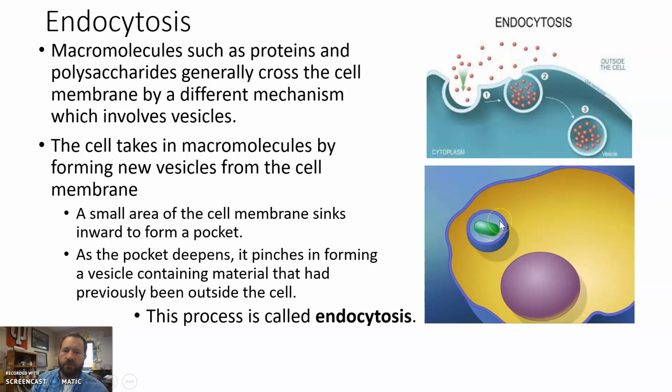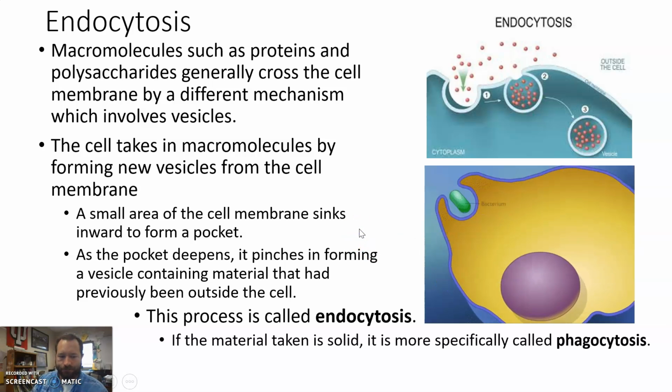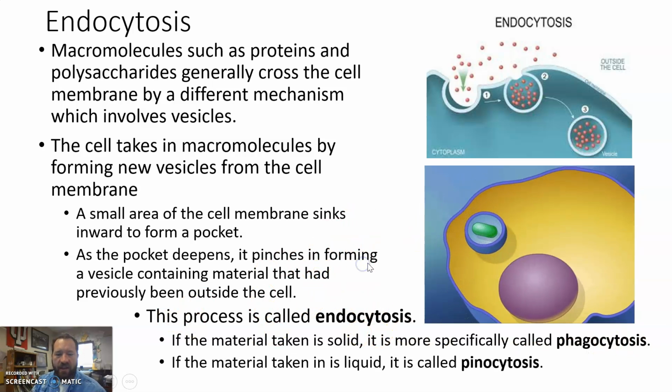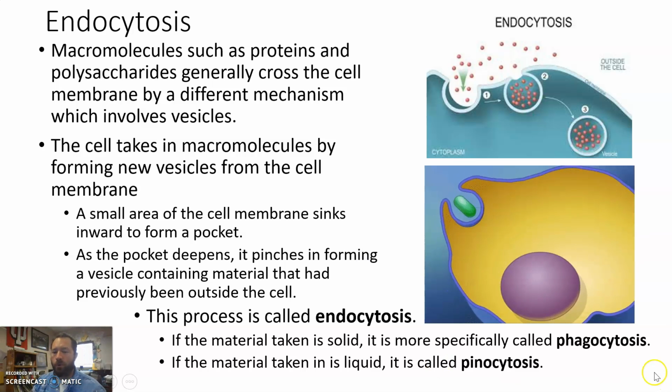And it can travel to different parts of the cell and do different things, and we'll take a look at some different types of vesicles when we get to our cell organelle chapter, which is next. If the material taken in is solid, we call it phagocytosis, and if the material taken in is liquid, we call it pinocytosis. So just a couple more words there to keep you honest. Phagocytosis for solids, pinocytosis for liquids.